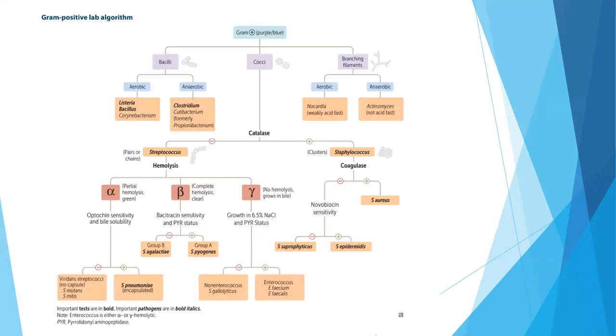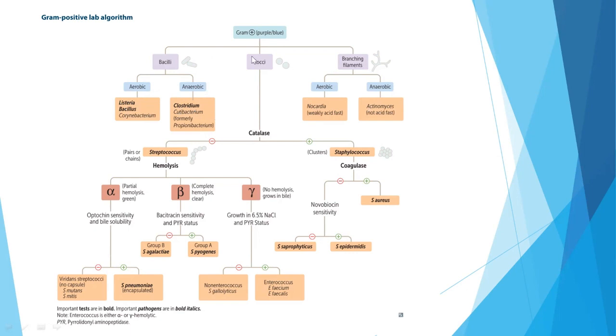Now, this is a picture from your First Aid, very important. Please remember this by heart. So when we have a gram-positive organism, we may have bacilli, cocci, or branching filaments. Whenever we have branching filaments, it may be aerobic or anaerobic. If it is aerobic, it is Nocardia, and if it is anaerobic, it is Actinomyces. Talking about bacilli, it again may be aerobic or anaerobic. Aerobic organisms include Listeria, Bacillus, and Corynebacterium, and anaerobic means Clostridium and Cutibacterium.